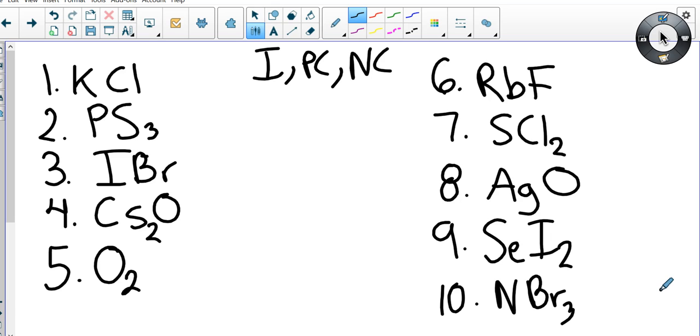SeI2, Hannah? Okay, and they're right beside each other, right? Yeah, they are. NBr3, those are pretty far apart. N's up here, so nitrogen's up here, Br's down here. So this one should be covalent, but it should be polar. Do you see how I'm figuring that out without even looking at the periodic table?